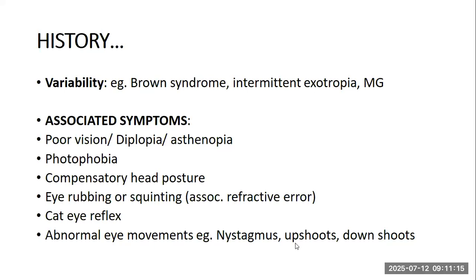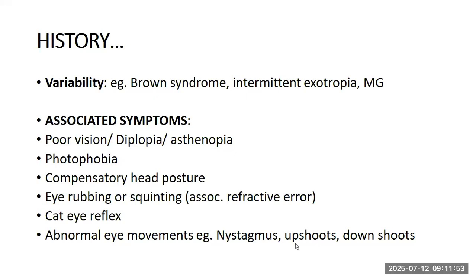Now, you also want to know if there's variability in the kind of deviation. Is the deviation seen based on the time of day or maybe fatigue, or does it vary with the direction of fixation? You want to know all of that. Then, is it associated with symptoms like poor vision, diplopia in older children, asthenopia? You want to know that. Like I said, in intermittent exotropia, there's photophobia that causes the eye to deviate.